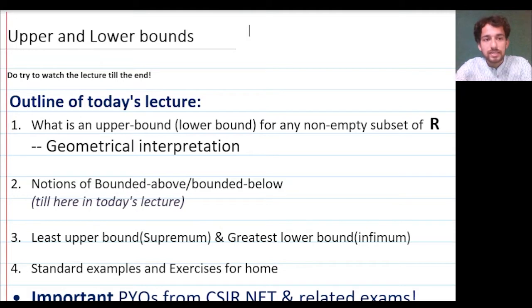Today I am going to discuss the concept of what is an upper bound and lower bound. So let's quickly start the lecture. Let's see the outline for today's lecture.